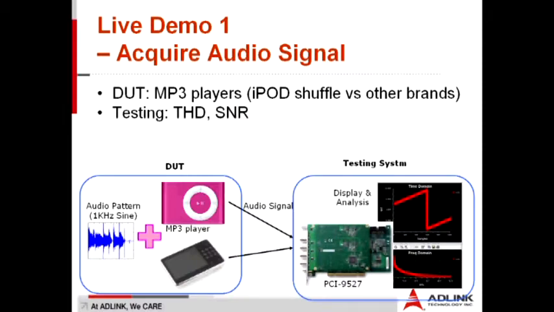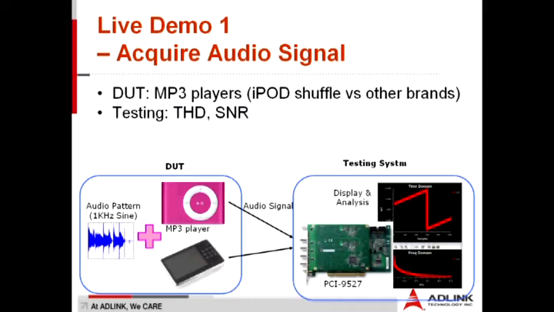This live demo mainly uses the PCI 9527 along with the dynamic signal assistant to test the audio signal quality of popular MP3 players available on the market. We selected two MP3 players. One is iPod Shuffle, the other is some other brand's MP3 player. Let's compare the audio output quality of these two MP3 players.